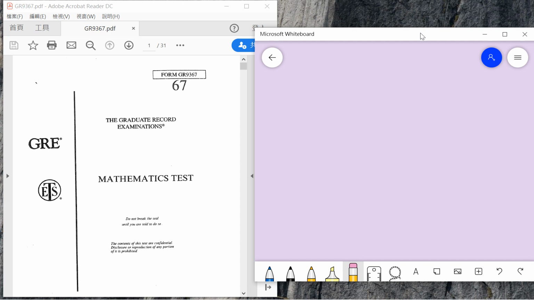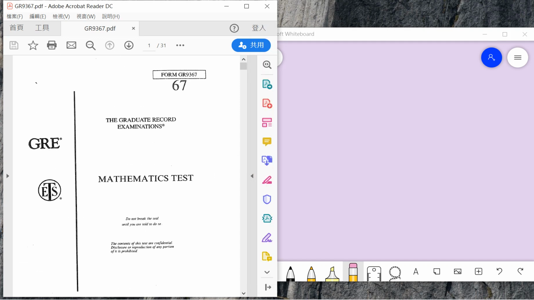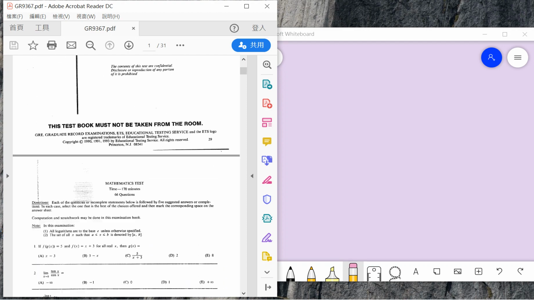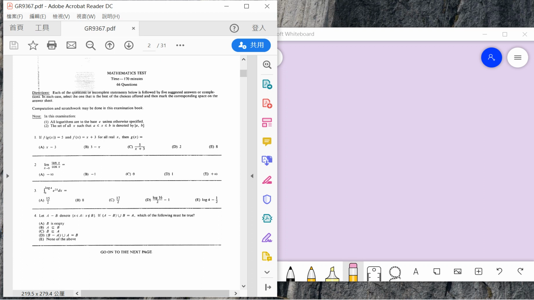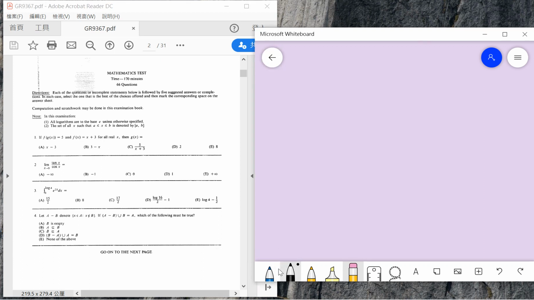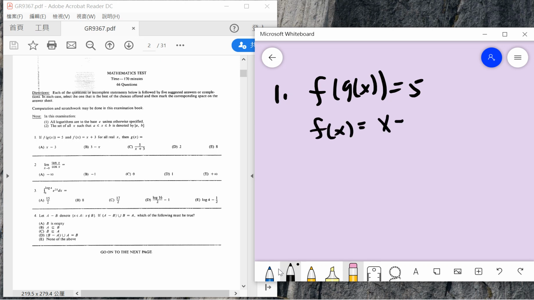This is 973674. So in the beginning, 10 questions are very simple. So I usually solve the first 10 questions in a video. So first one, f(g(x)) is 5, and f(x) is x plus 3, and we are asked for g(x).